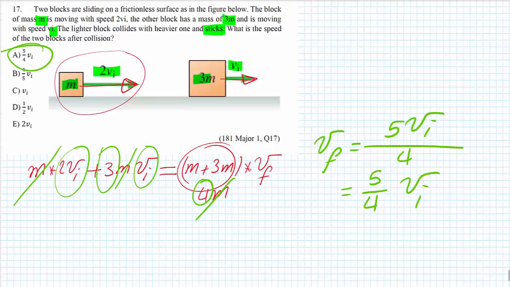So I will choose the first one. The positive sign here means the system is moving to the right. He's asking about the speed, so it doesn't matter the sign, so it's 5 over 4 times vi.